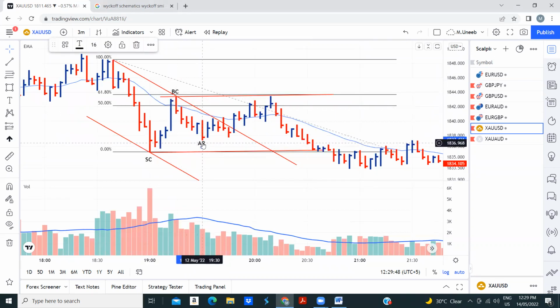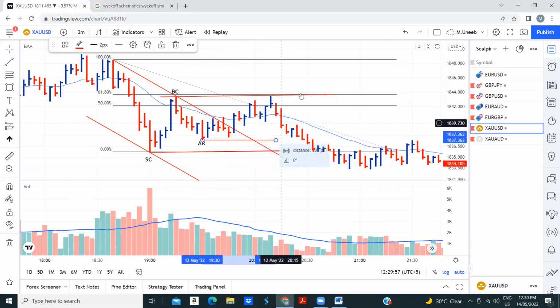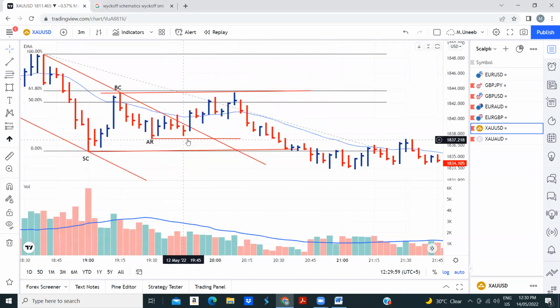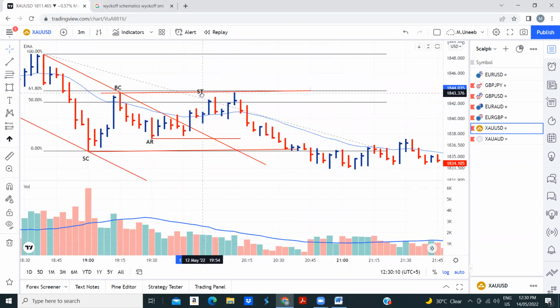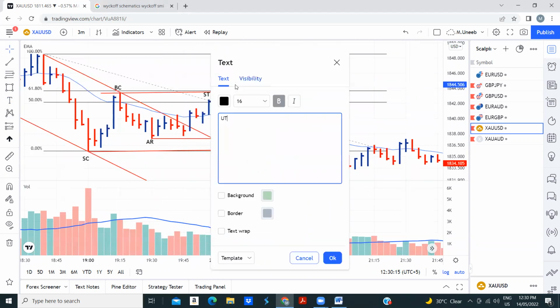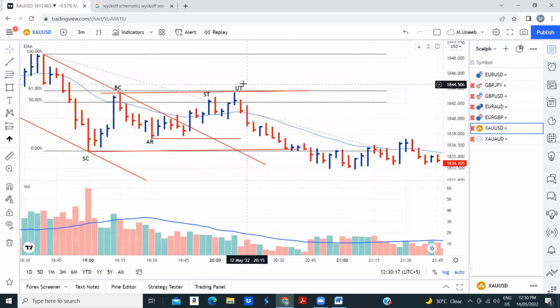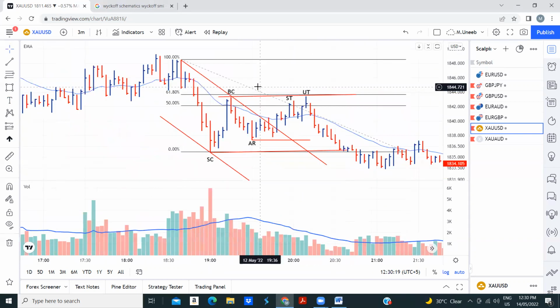There's an automatic reaction here. And after the automatic reaction, what happened? Can you see here? The price did not reach, made a high, and then the price retraced back to the Fibonacci zone. Secondary test. After the secondary test, what do you notice here? Upthrust. Got it? Okay.